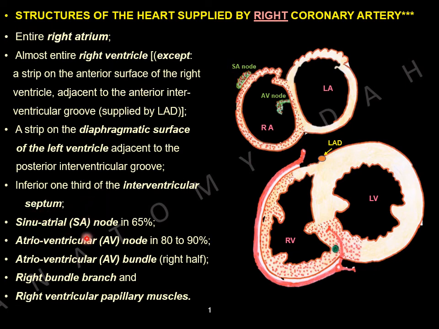Next is sinuatrial node, SA node, supplied by right coronary artery in 65%. Atrioventricular AV node in 80 to 90%. Atrioventricular bundle will be continuation here. That will be right half, and then right bundle branch. This is the right bundle branch, which is supplied by the right coronary artery, and then this is right ventricular papillary muscles. All are supplied by the right coronary artery.